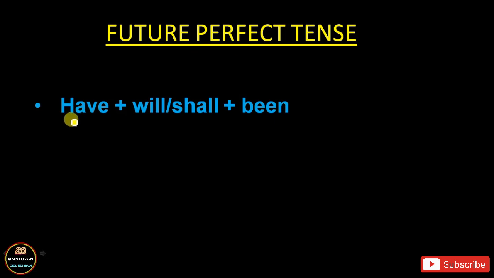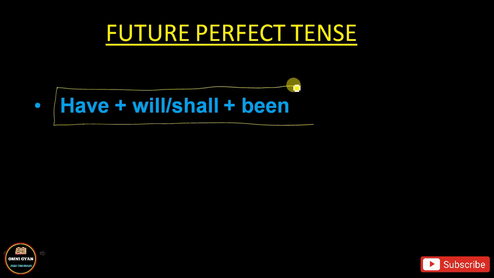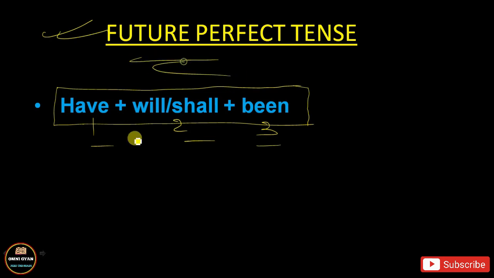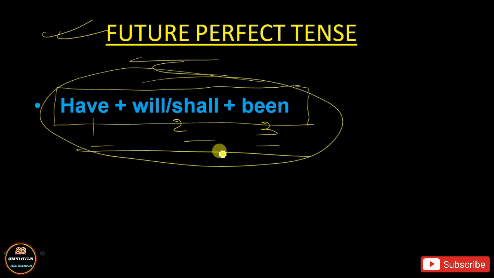इसीलिए मैंने आपको दिया था. This is the combination: have, will, shall. Will or shall में से कोई भी एक, whichever is applicable, and then been. These are the three combinations that you have to remember in future perfect tense. ये combination आपको याद रखना है. This combination you have to remember.